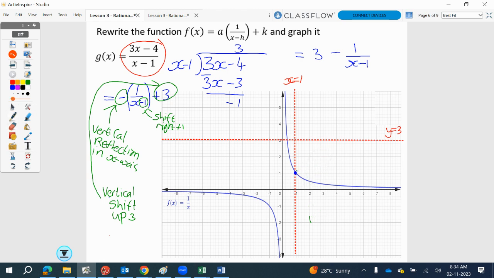So we are going to go from here through, let me plot the point so I can see where I'm going. We're going to go through there. So we start down here, we go through there, and we go off in this direction.